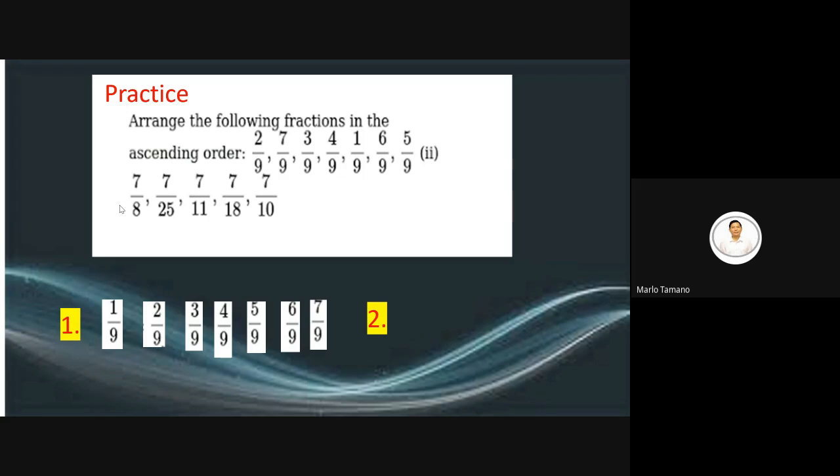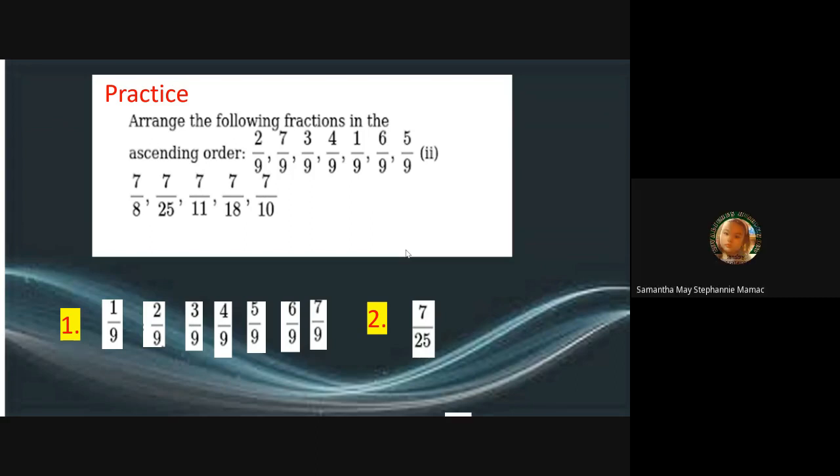Sabi doon sa ruling, the lesser, no? The lesser or the smaller denominator, the larger or greater fraction. The smaller denominator, the greater fraction. Ano ngayon ang mauna? Ang pinakamaliit, 7 over 25. That is correct.